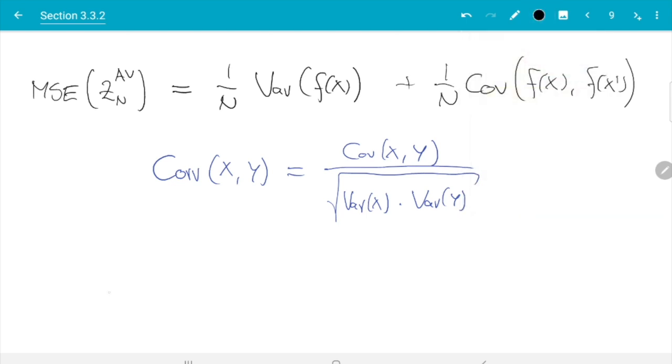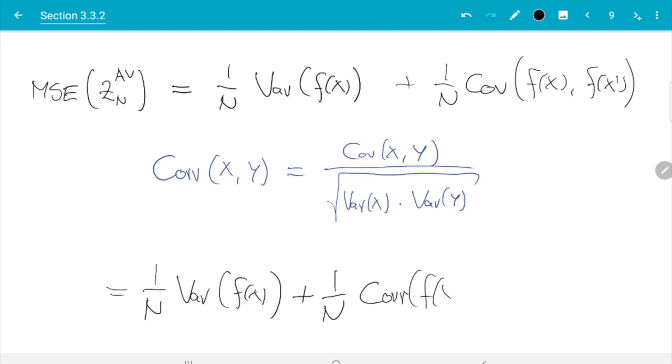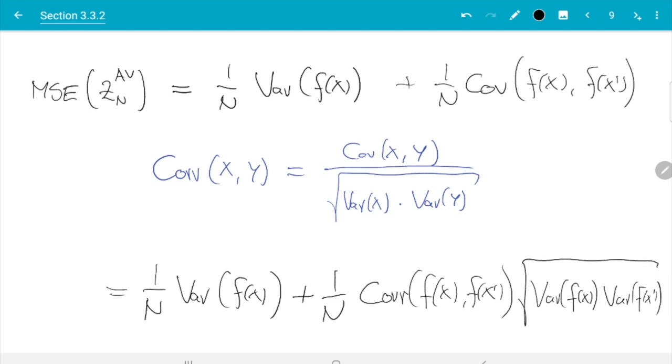So what we get here is 1 over n variance of f of x, I'm just copying, plus 1 over n. And now we solve the definition of correlation for covariance. So we get covariance equals the correlation of f of x, f of x prime times some extra terms. The extra terms are the variance of f of x and the variance of f of x prime under a square root. Then x and x prime both have the same distribution, so these two variances are the same. So we can just write the variance of f of x and be done with it.